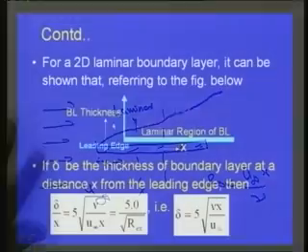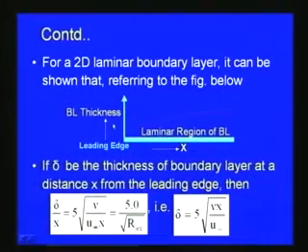Now, if we consider the 2D laminar boundary layer, it can be shown, referring to the figure below, where this is the leading edge and the flow is in this direction, in the laminar region of the boundary layer. If delta is the thickness of the boundary layer at a distance x from the leading edge, then you can show that delta by x is equal to phi into square root of nu by u infinity into x.